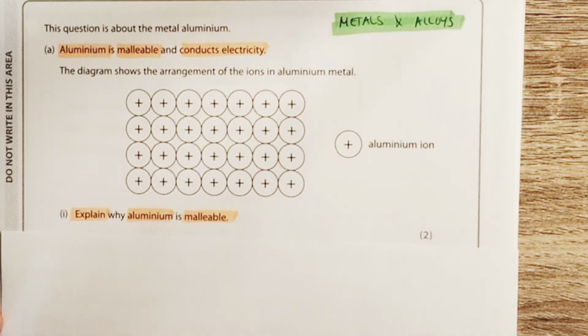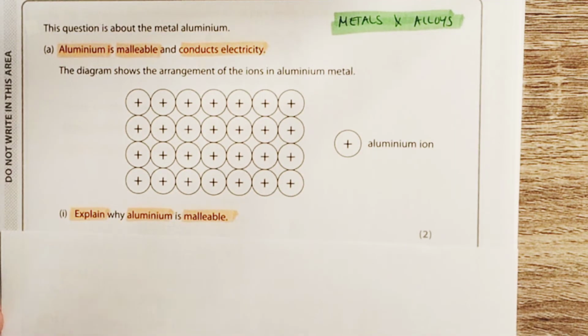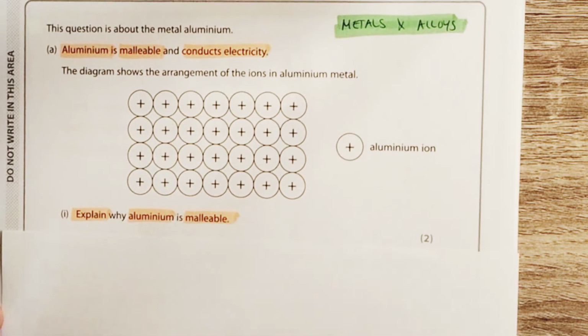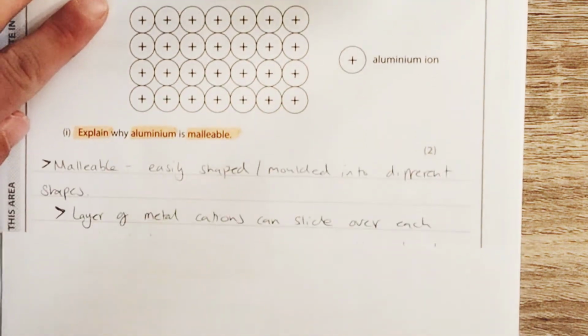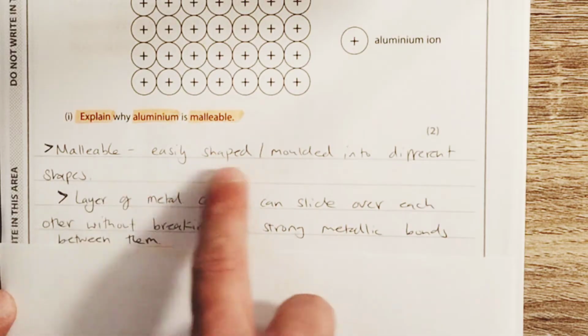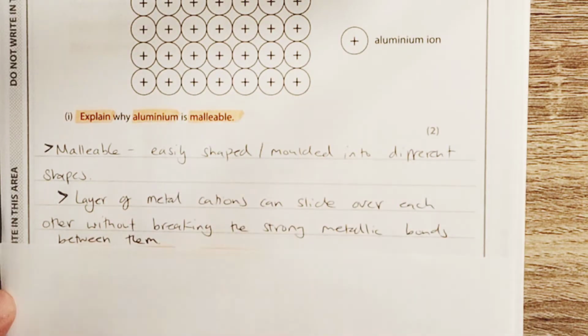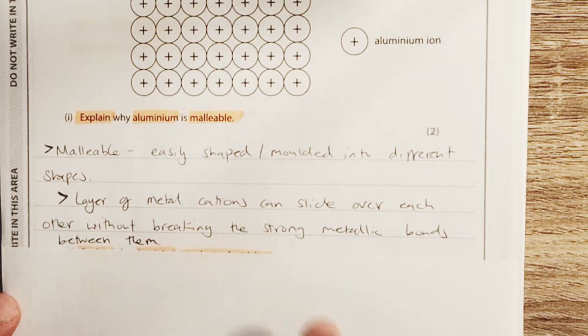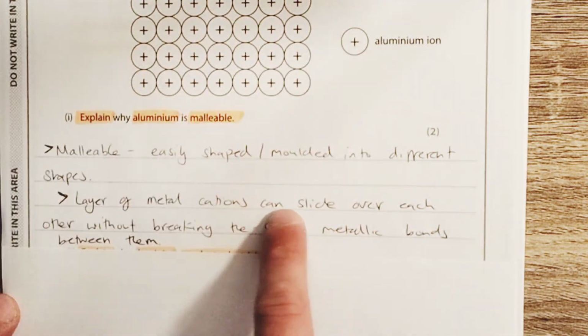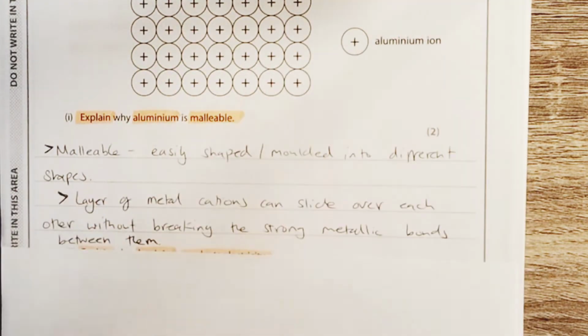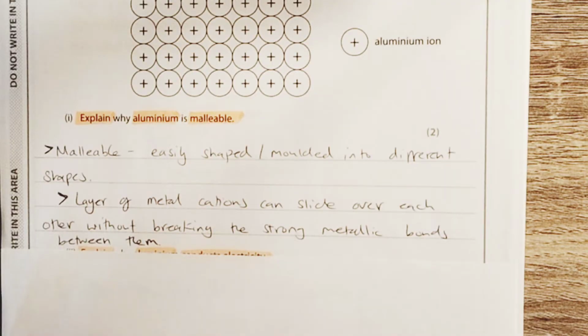Now we're going to look at metals and alloys in greater depth. We're told that aluminium is a malleable metal that conducts electricity. We're given a diagram of a giant metallic structure minus the presence of delocalized electrons. I don't want to give that away too early. Explain why aluminium is a malleable metal. What malleable even means might be useful as well. So malleable means that the metal is easily shaped and can be molded into different shapes. And the reason why metals can do this is because they have layers of metal cations that can slide over each other without breaking the strong metallic bonds between those metal cations.